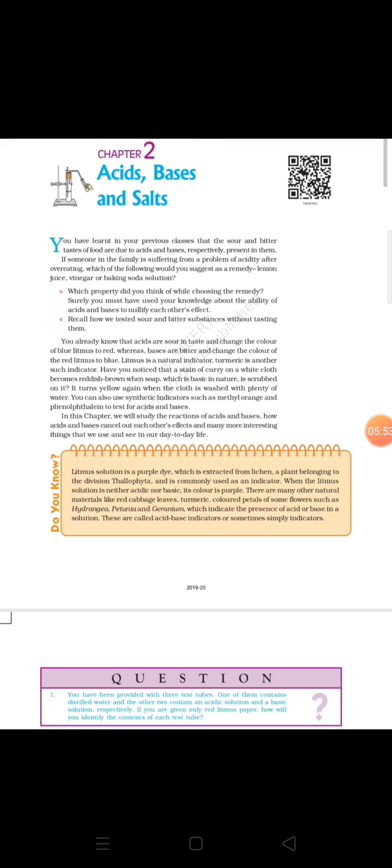Now how are you going to identify all these three substances given in the test tubes? For that, try to understand this question and try to answer it. Tomorrow we will discuss this question also, and tomorrow we will also start the next topic of it.